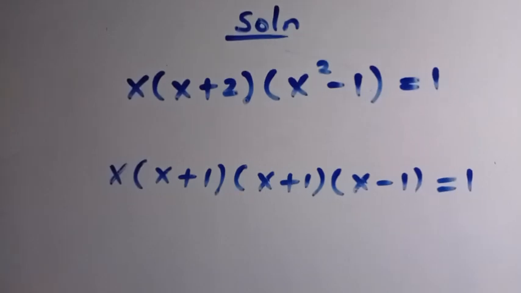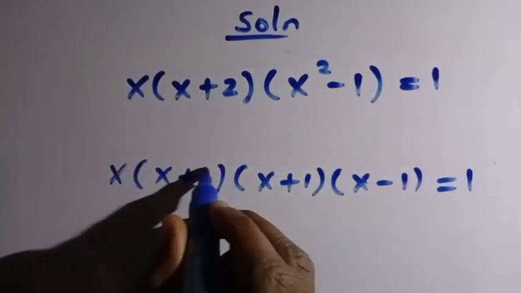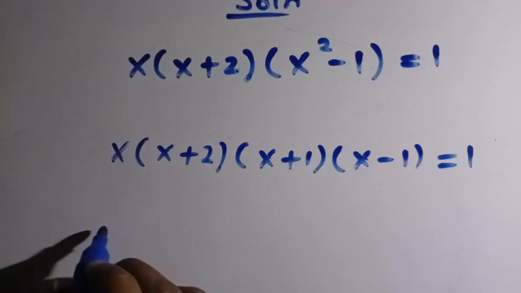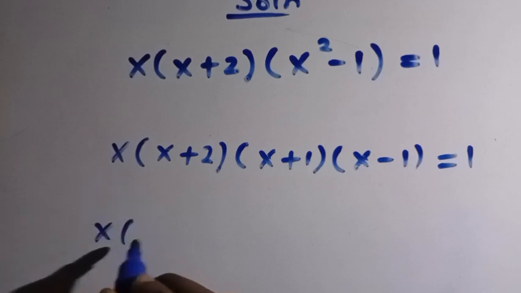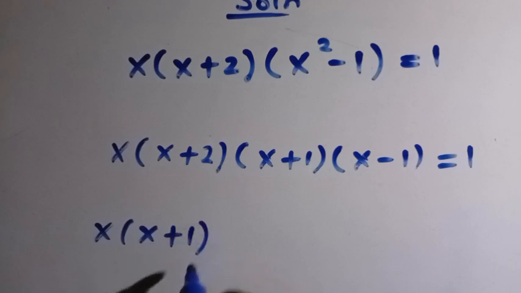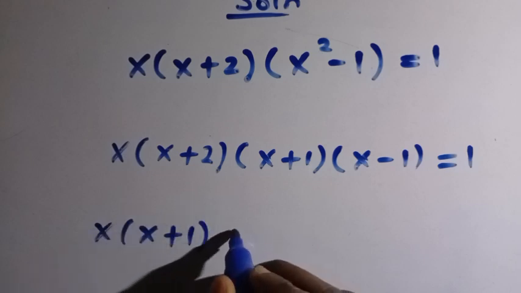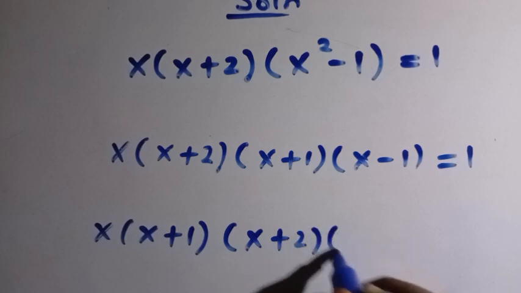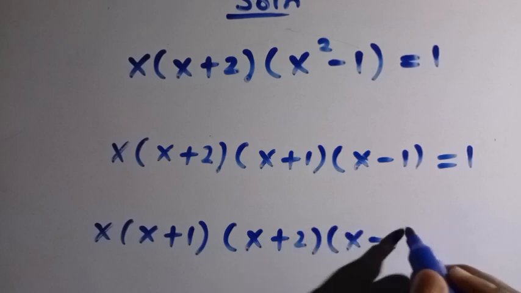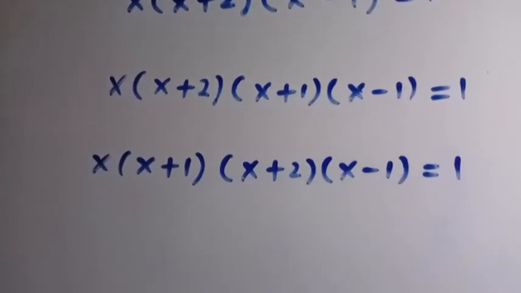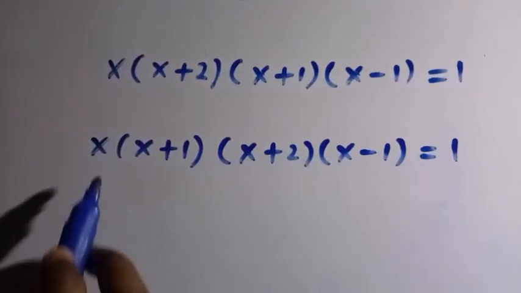By trying to replace this, we are going to have x into bracket of, if I pair it with x plus 1, then I place x plus 2 with x minus 1, then equals 1. Having this, we proceed by expanding this.